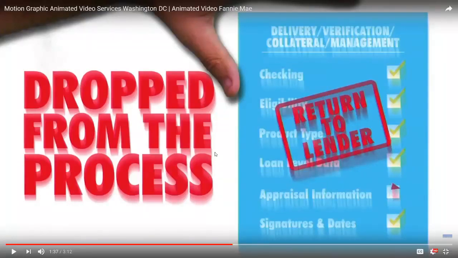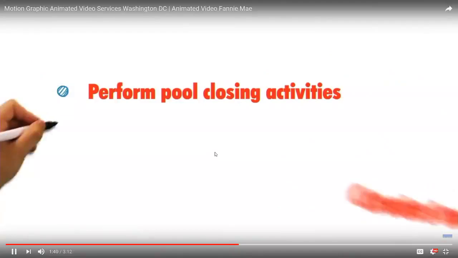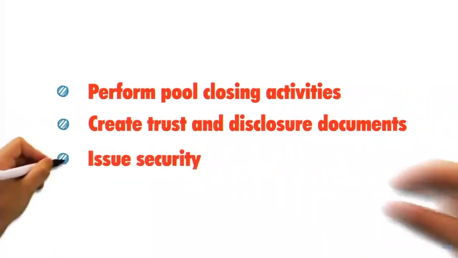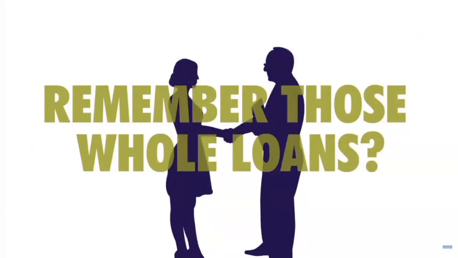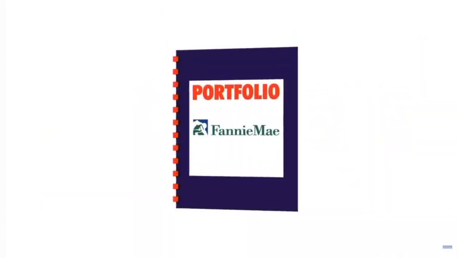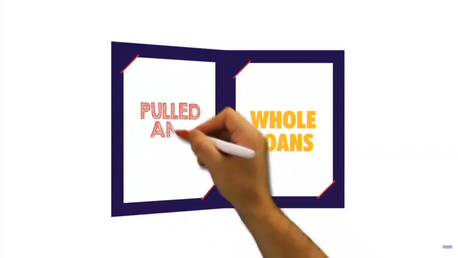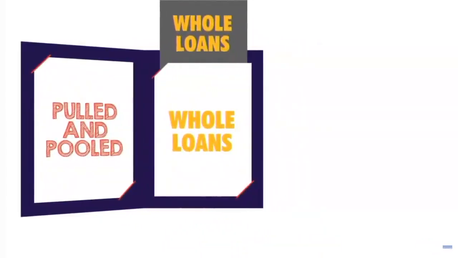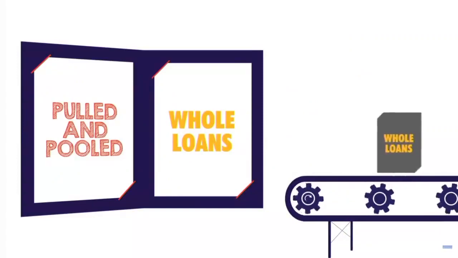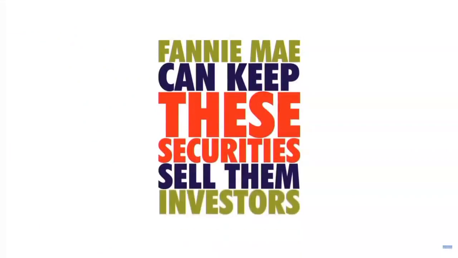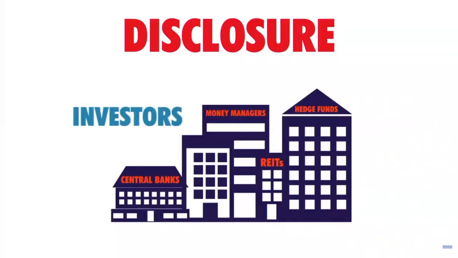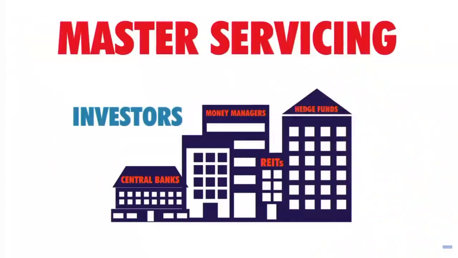So the investors have a better chance to receive the cash flows over a fairly long period of time. Now, this pool of clean loans goes through even more steps before the MBS can be issued. Remember those whole loans that a lender sells to Fannie Mae for cash? They are now in Fannie Mae's portfolio and can be pulled and pooled to produce new mortgage-backed securities using the same MBS issuance process. Fannie Mae can keep these securities or sell them to investors. We share information at the time any MBS is issued, so investors can understand the risk. But we're not finished yet.